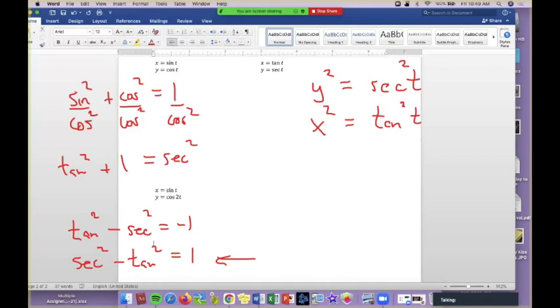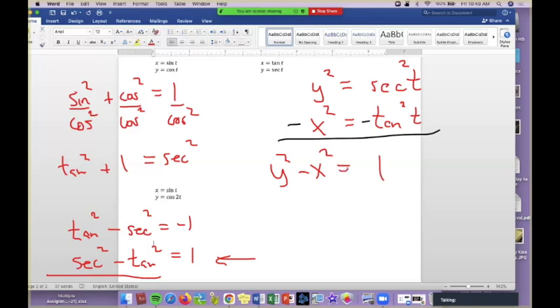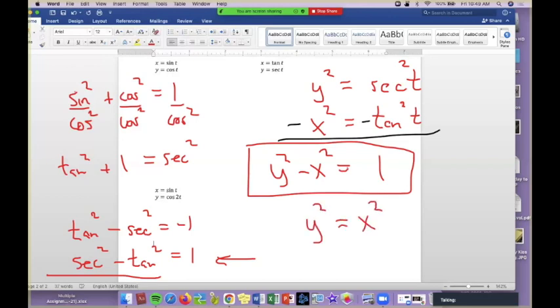And what we need to do is take the one equation and subtract it from the other equation. And we're going to have y squared minus x squared is equal to the secant squared minus the tangent squared, which is simply 1. Okay, this is a finished form. I guess we could write it as y squared equals x squared plus 1, or y equals plus or minus the square root of x squared plus 1. All right.